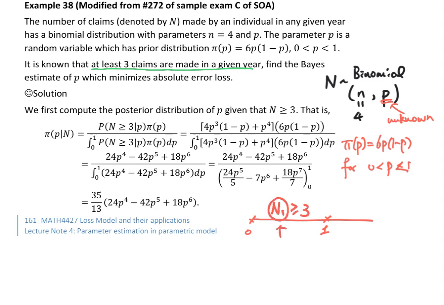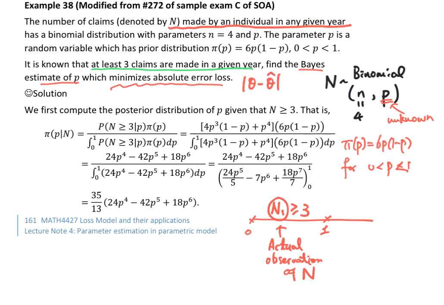This will be the actual observation of this N. Remember, N refers to the number of cakes made in a given year, so this will be one observation. Given this new observation, you can update your guess on the distribution of p. What I want you to do is identify the Bayes estimate of p that minimizes this absolute error loss, which is this one.